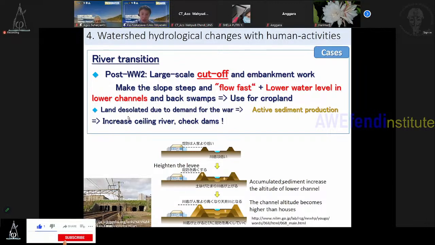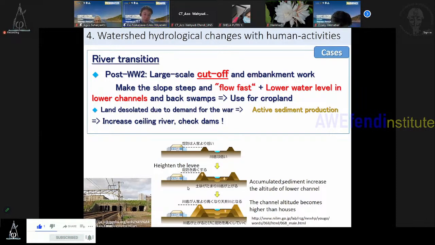But in this age, the land was desolated. I mean, deforestation was still active. So the sediment productivity was high at the time. That means a lot of sediment was provided to rivers. So that led to an increase in sailing rivers and check dams.